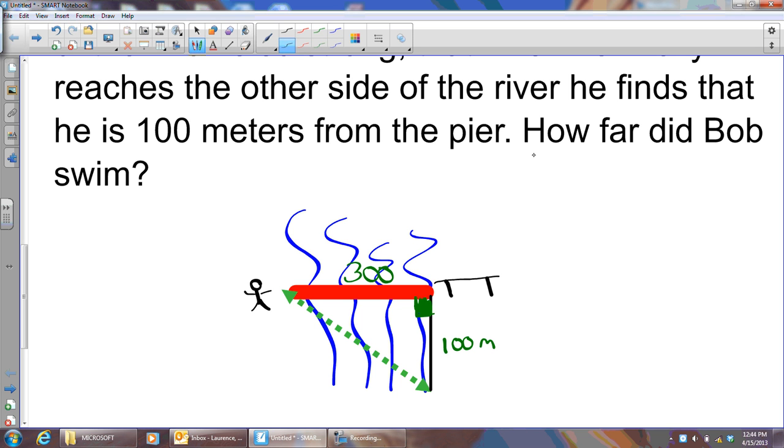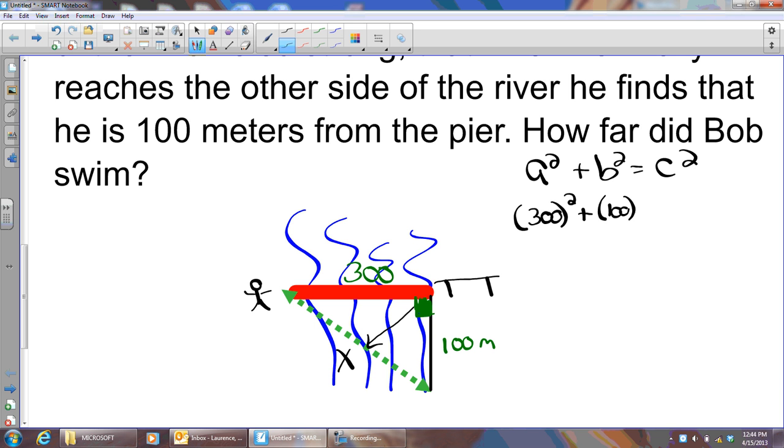Piece of cake. A squared plus b squared equals c squared. I'm asked to find how far he actually swam, and if I check, that's the side across from the right angle, the hypotenuse. So I'm going to put 300 in for a, 100 in for b, and x in for c. So I'm going to get 90,000 plus 10,000 equals x squared. 90,000 and 10,000 is 100,000, I believe, equals x squared.